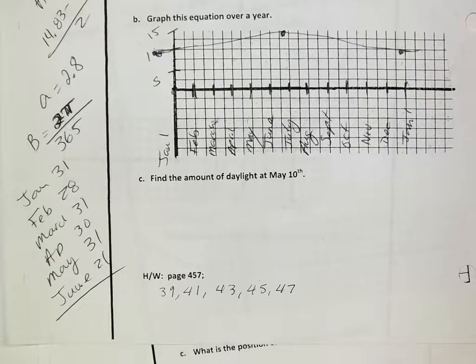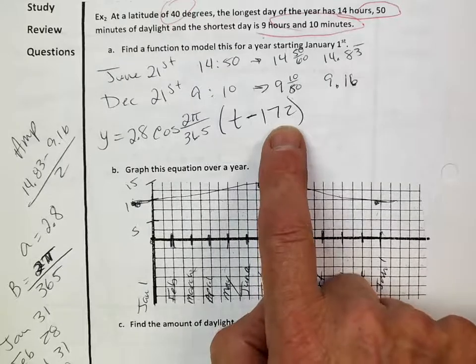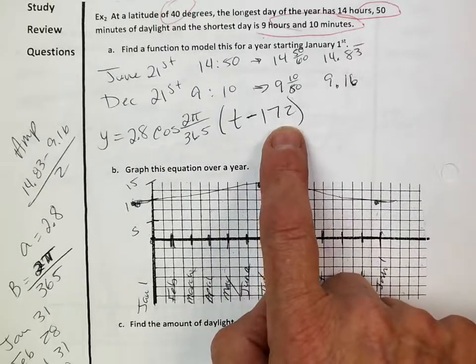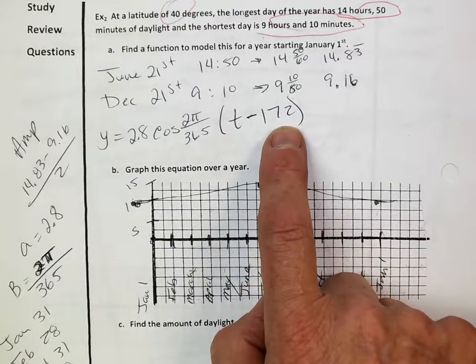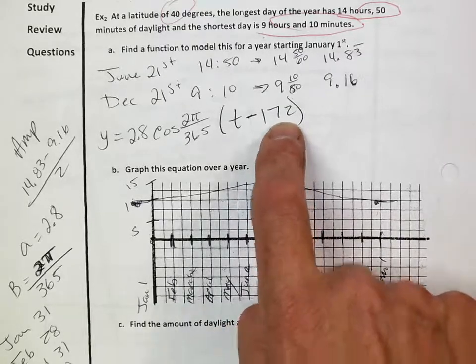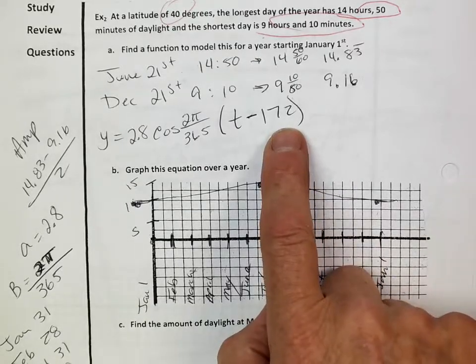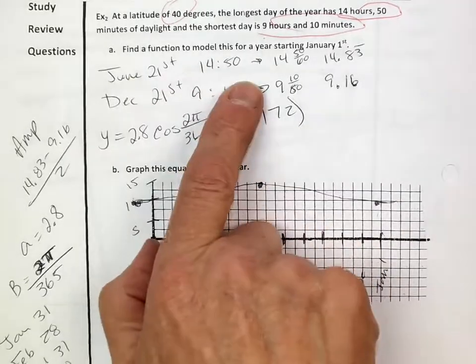Now, Carmen, can I ask you real quick, where did this 172 come from? Those who are paying attention might know. Days within June 21st. Nice. It is the days from January 1 to June 21st, 172 days, and that's what our shift is, right?